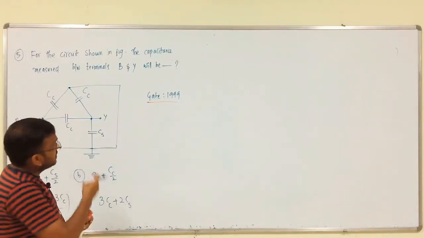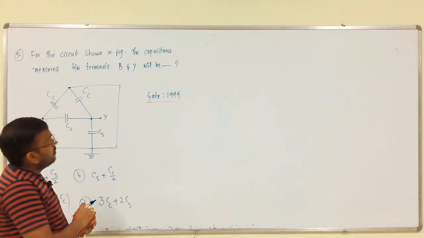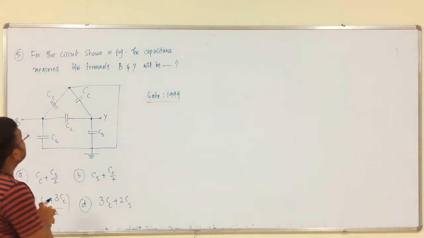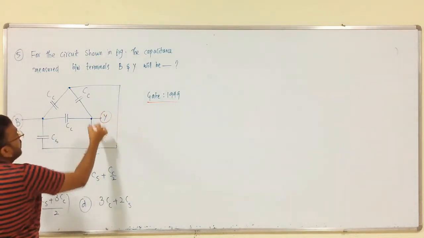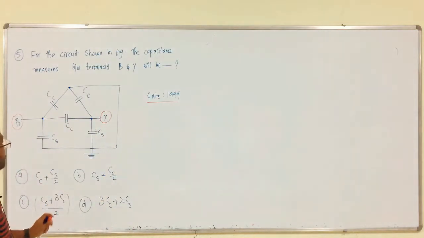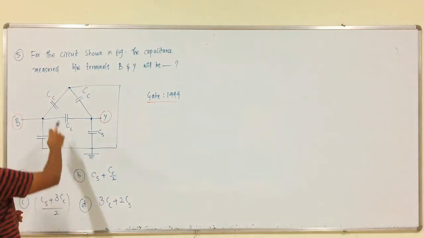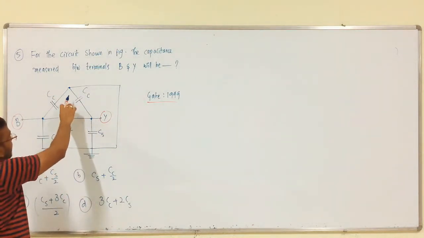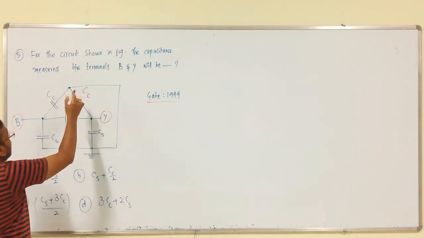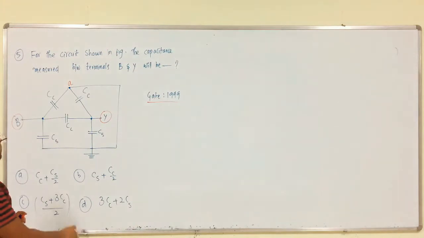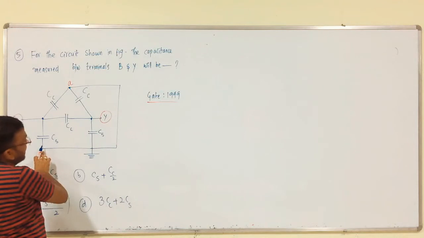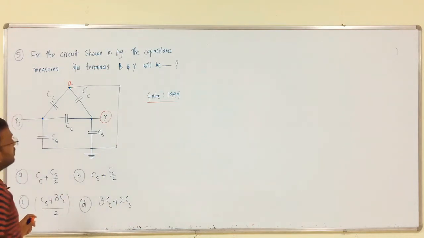Next problem is that is asked in 1999. For the circuits shown below, the capacitance measured between the terminals B and Y. You have to calculate the capacitance between these two terminals. So, these are the options. See, the C are connected in delta format and this CS. For example, this is A. The point A and this point is connected to ground.